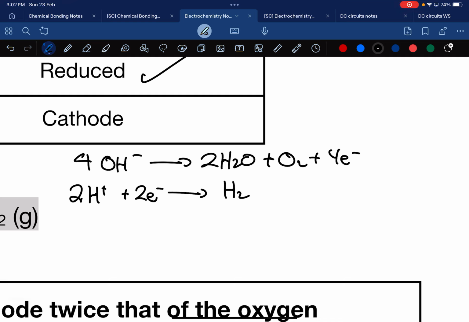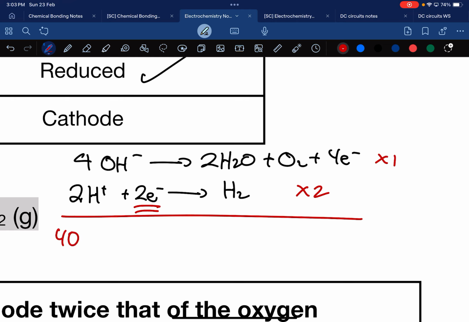Dylan, what do I need to do to these equations? To top or bottom? Okay, you must balance your number of electrons. So this one will be times 2, this one times 1. Overall, I get your same 4OH minus, but now your H plus is double, correct? So you get plus 4H plus instead. True?